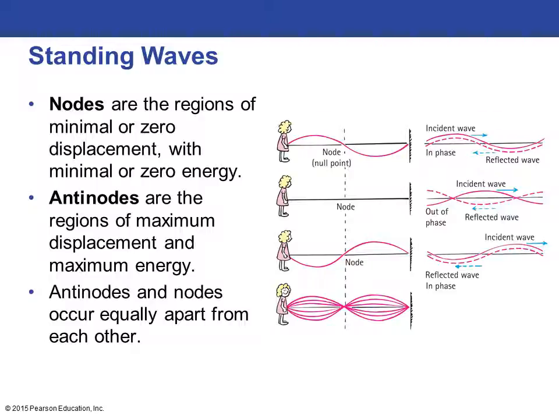Antinodes are the regions of maximum displacement and maximum energy. So antinodes would be essentially your crest or your trough, the points where you're the furthest away from a node. Antinodes and nodes occur equally apart from each other, so essentially you're looking at a wavelength. You're looking at going from a node through the midline to another node, which we can't quite see here, and that would be the wavelength. So going from node to node or antinode to antinode, you're traveling the same distance, the same wavelength.